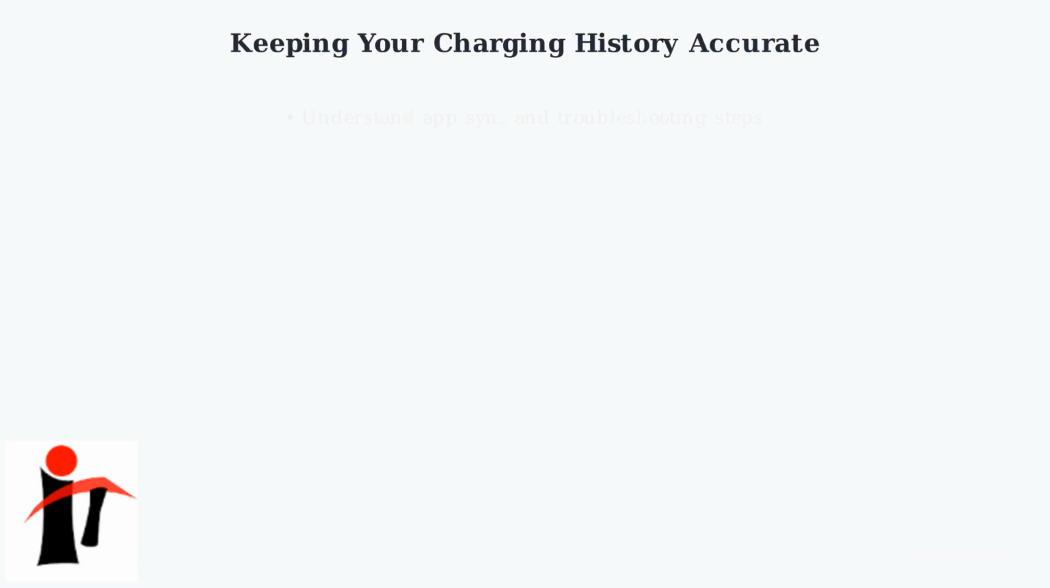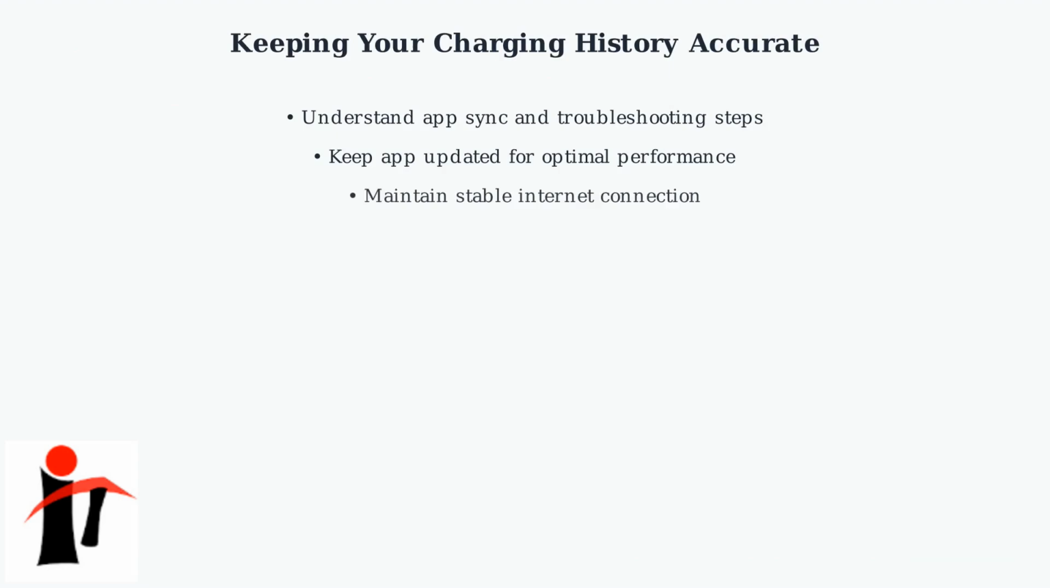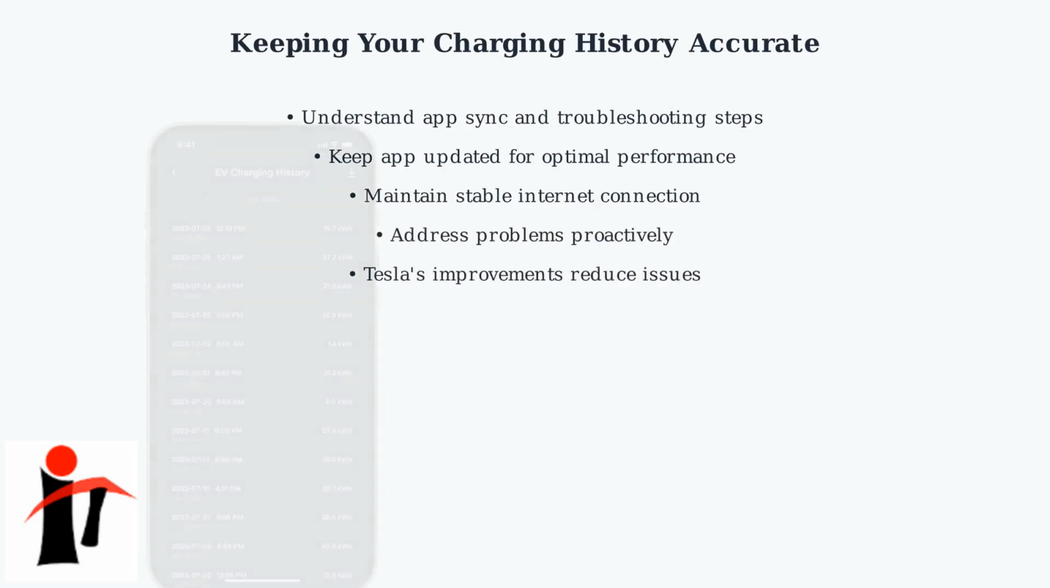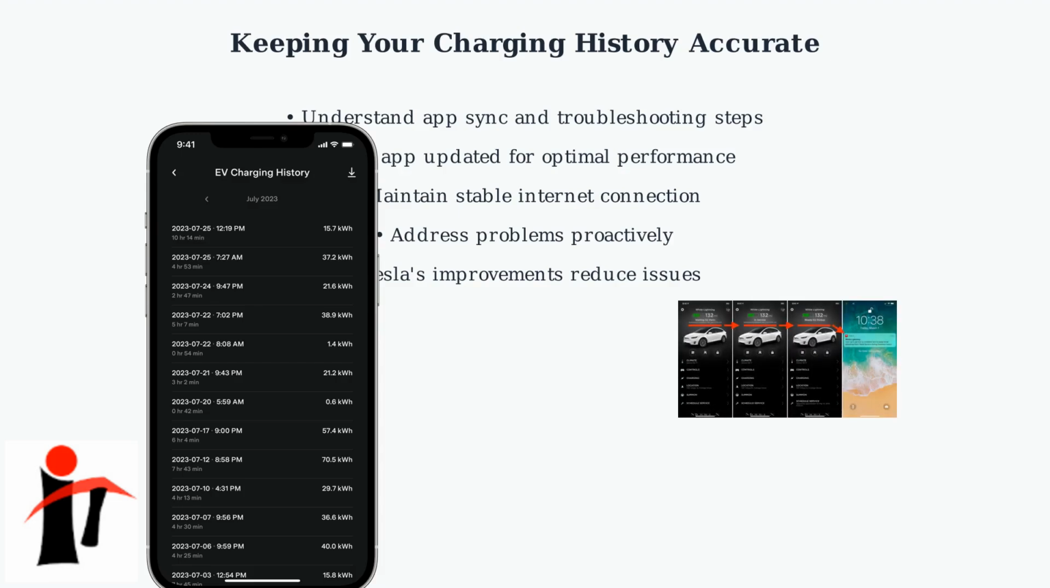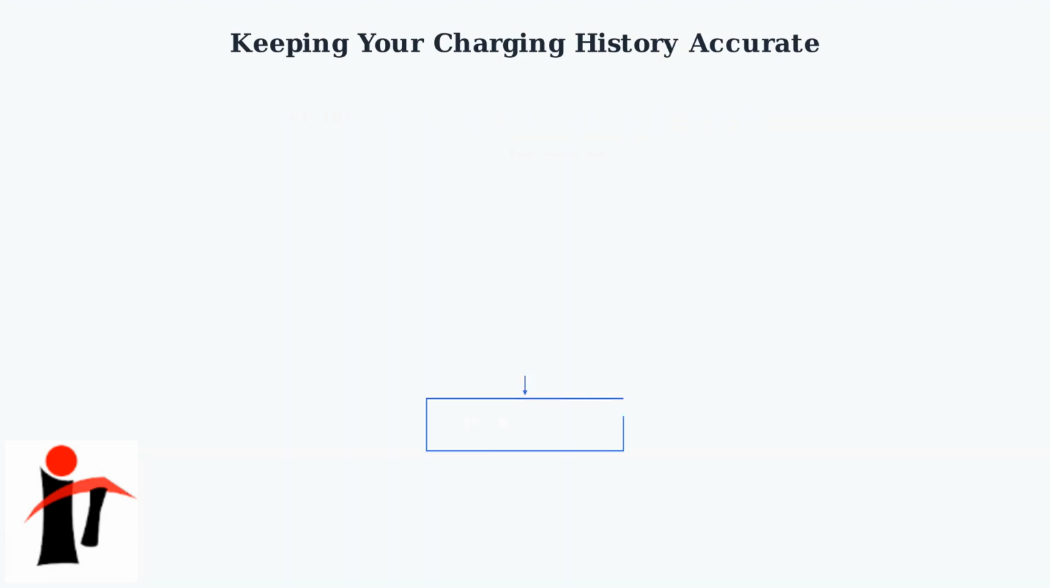By understanding how the Tesla app syncs data and following the troubleshooting steps we've covered, you can effectively resolve charging history issues. Remember to keep your app updated, maintain a stable internet connection, and proactively address any problems that arise. With Tesla's ongoing improvements, these issues are becoming less frequent, leading to a more seamless user experience.